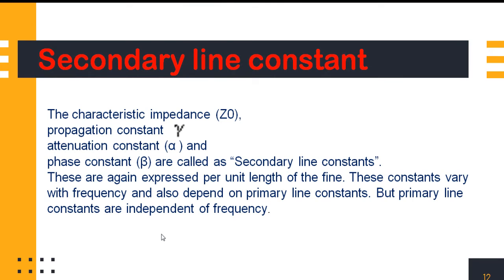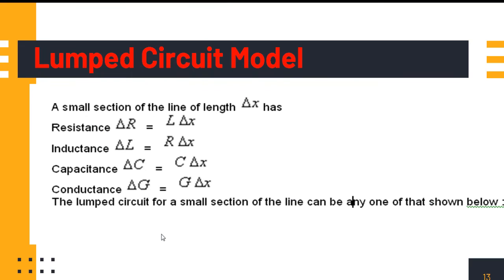Now the secondary line constants: the characteristic impedance Z naught, propagation constant gamma, attenuation constant alpha, and phase constant beta are called the secondary line constants. These are again expressed per unit length of the line, and these constants vary with frequency and also depend on the primary line constants. But primary line constants are independent of the frequencies.